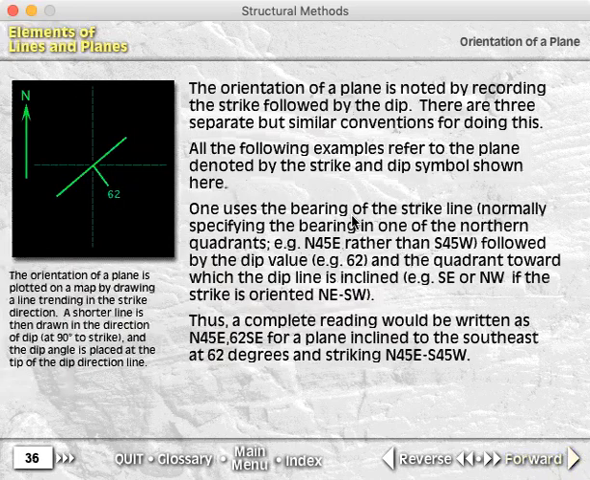The orientation of a plane is noted by recording the strike followed by the dip. There are 3 separate but similar conventions for doing this. All the following examples refer to the plane denoted by the strike and dip symbol shown here.